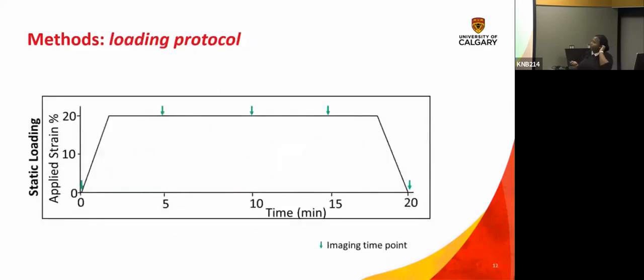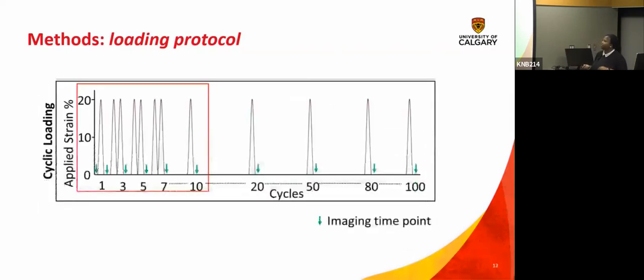So in terms of the loading protocol, for the static loading, we chose to apply a 20% strain and held it for 20 minutes. We collect images of cells at a reference point at time 0 before applying the load. Then over time, we collected at 5 minutes, 10 minutes, 15, and then 20 minutes to give us a data set. Now, of much more interest is the cyclic loading.